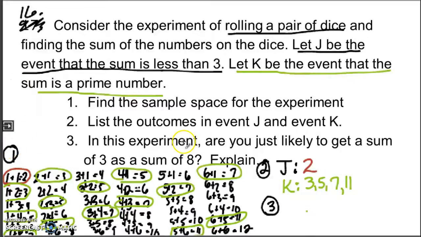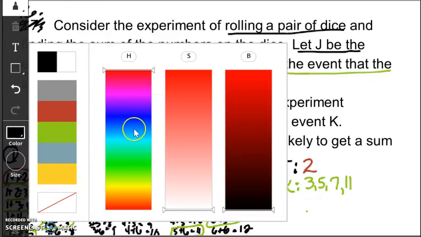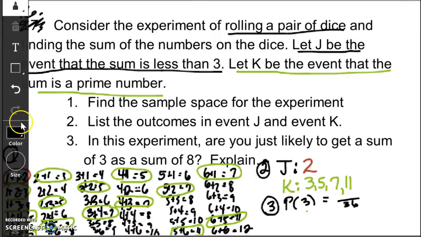So 3, it says, in this experiment, are you just as likely to get a sum of 3 as you are a sum of 8? Well, let's look at our sum of 3. Let me mark them in blue. And when we're talking about likelihood, we are talking about probability. So the probability of getting a 3, we had 36 possible outcomes here. 36 in our sample space.